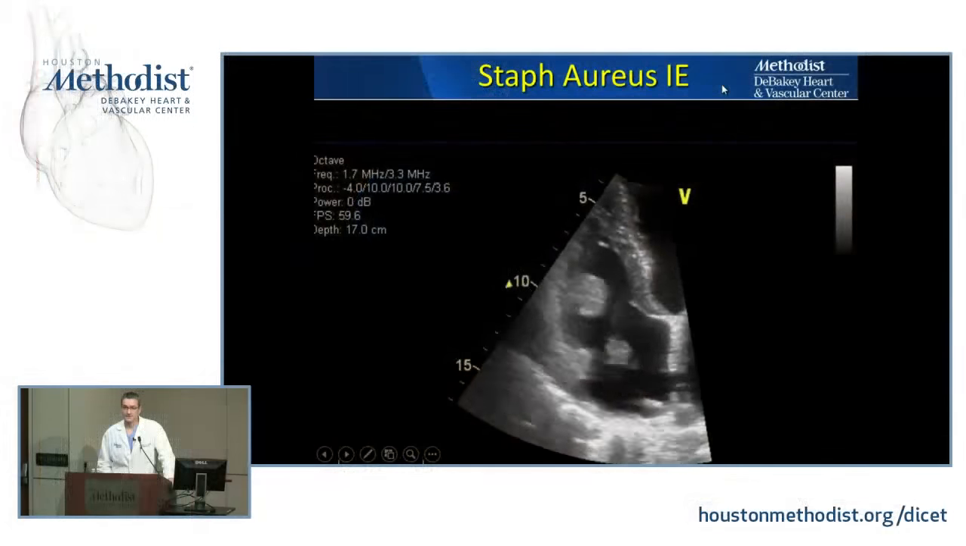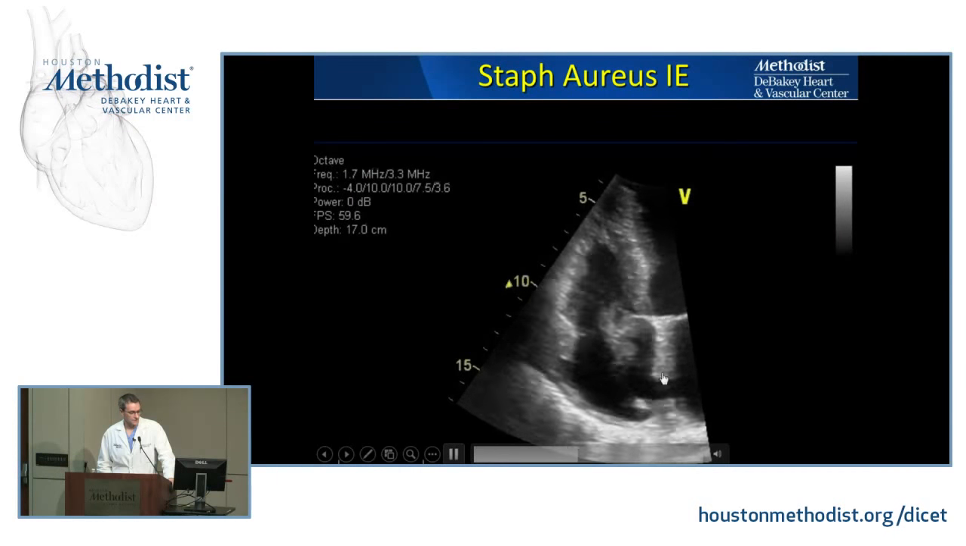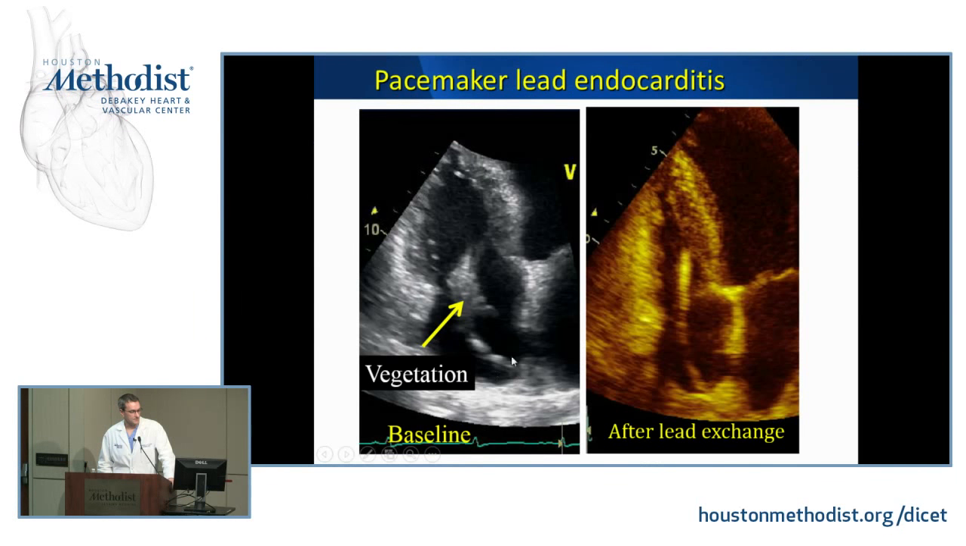So this was an example here of Staph aureus endocarditis. So they can be very large and tend to be very destructive. That was on a pacer lead. And this is just before and after, just to show you that it is entirely lead dependent.